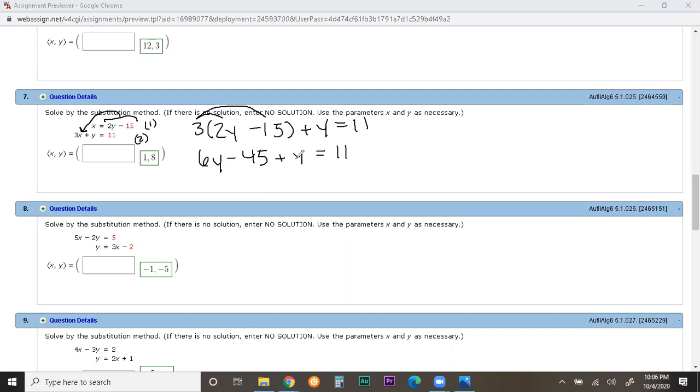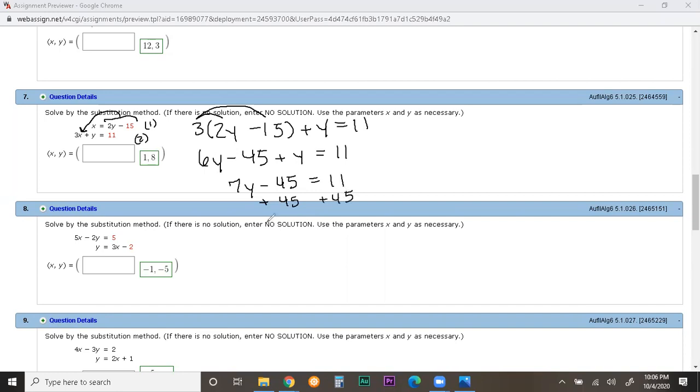Now we have to look on each side and simplify. Remember, you want to combine your like terms on each side before you try to move things across your equal sign. So we got 6y plus y, that gives us 7y. We keep our negative 45 and we keep our equals 11. Now we need to add 45 to both sides.